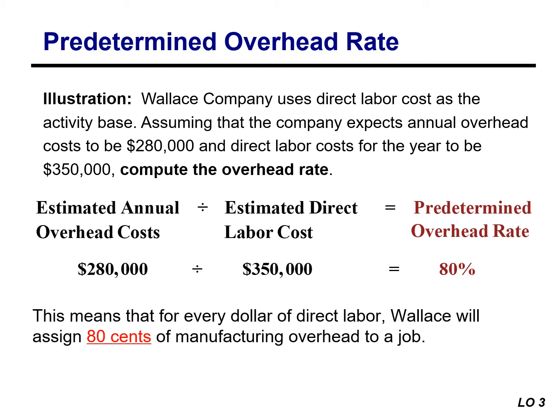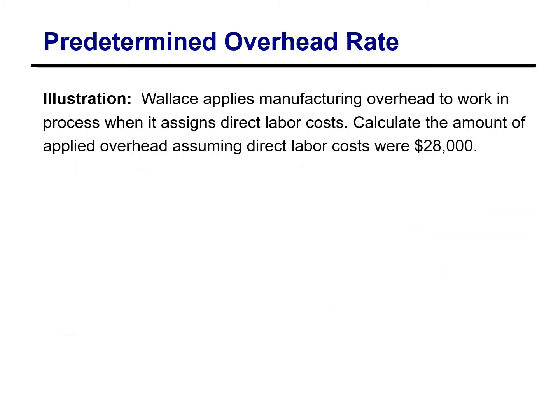The use of the predetermined overhead rate enables the company to determine the approximate total cost of each job when it completes those jobs. Wallace Company applies manufacturing overhead to work in process when it assigns direct labor costs. It also applies manufacturing overhead to specific jobs at the same time. For January, Wallace incurred $28,000 in direct labor cost, so it applied $22,400 of overhead, which is calculated by taking the direct labor cost of $28,000 and multiplying it by our predetermined overhead rate of 0.8 or 80%.